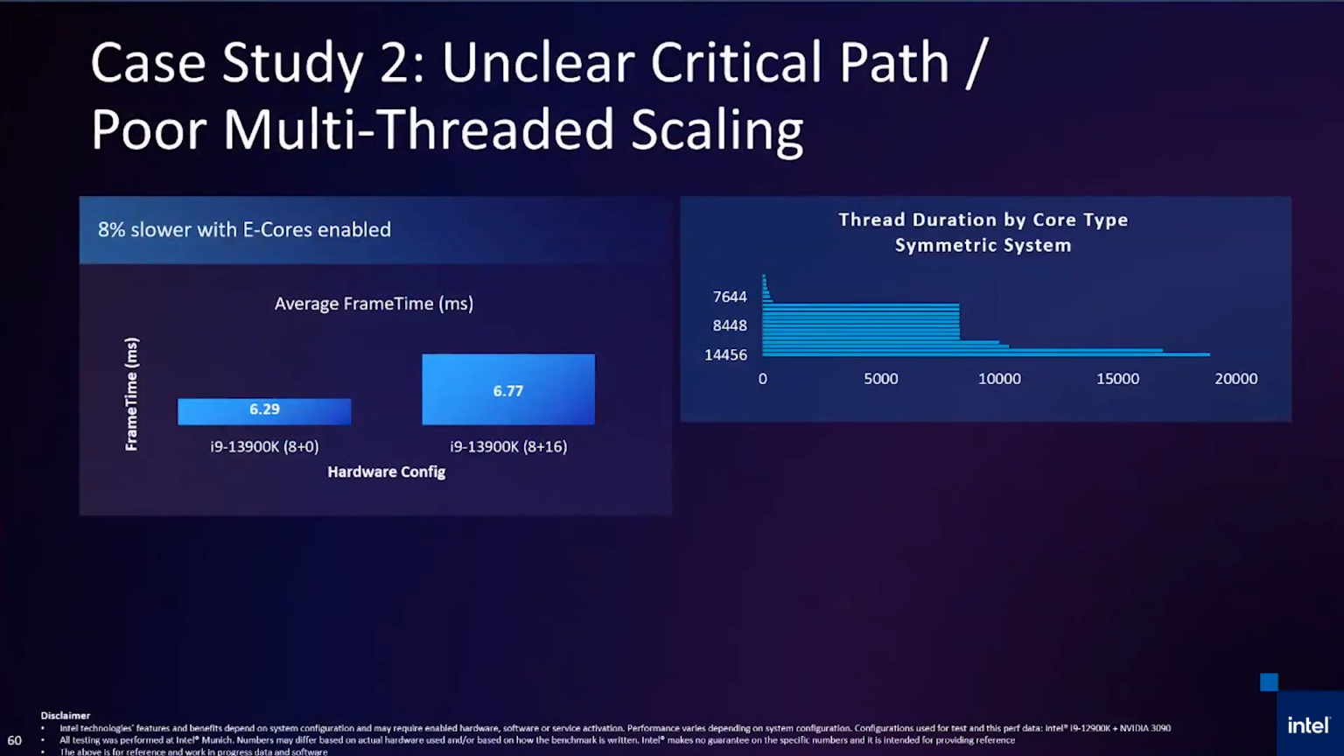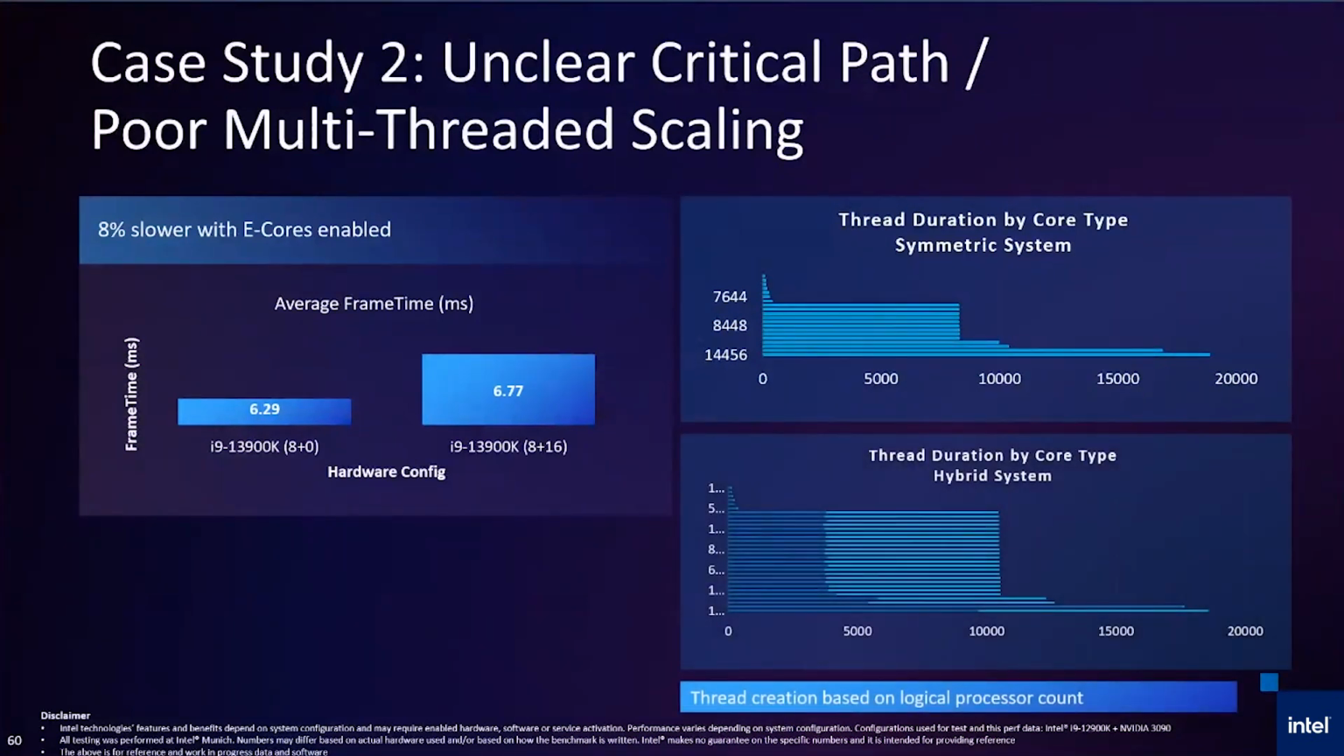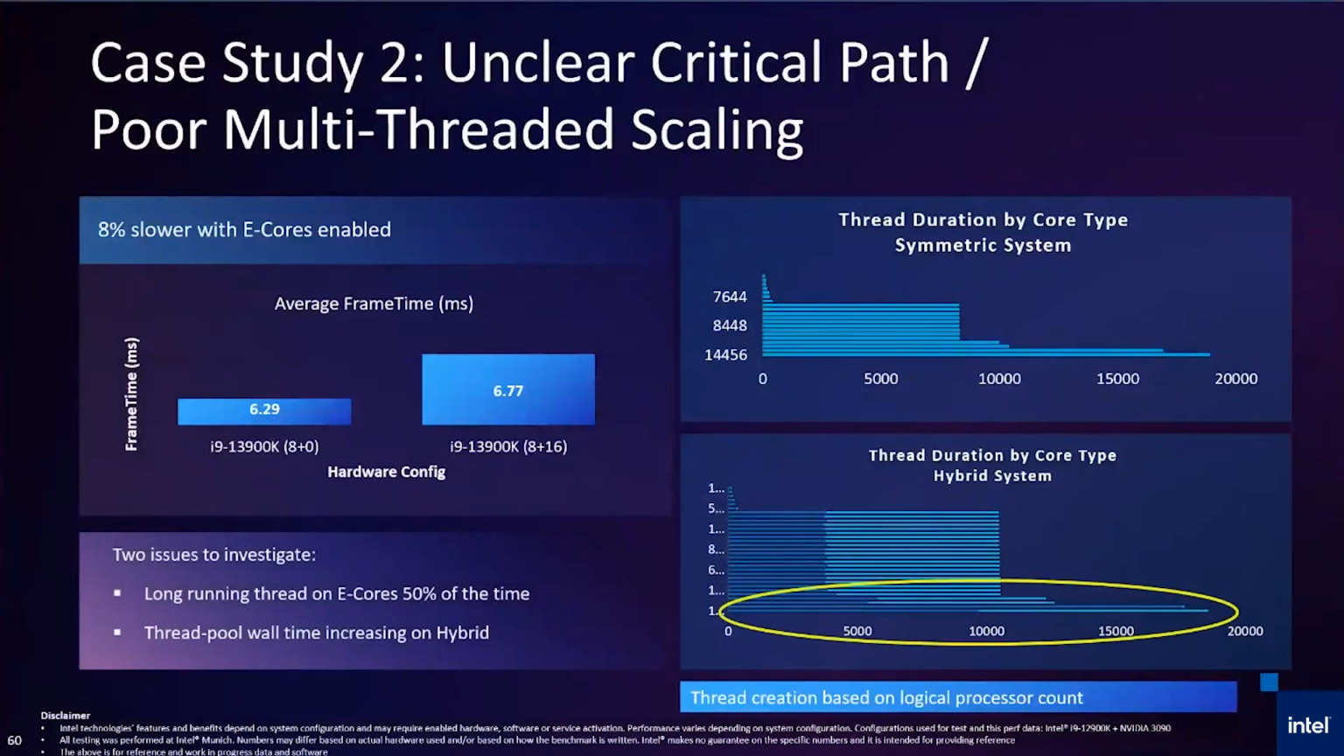The second case study is actually the complete flip side. This is an application that, while running well on hybrid, actually does see a performance regression when the E-cores are enabled. Looking at what the game actually does in terms of creating threads, you can see that on hybrid, it's actually doubling the number of threads created within its thread pool.